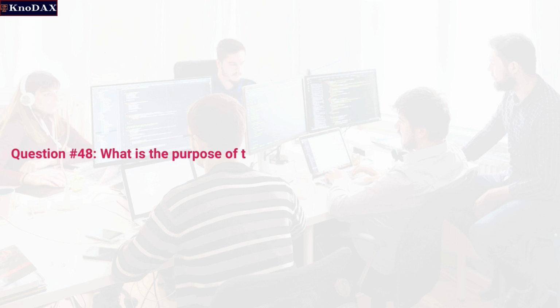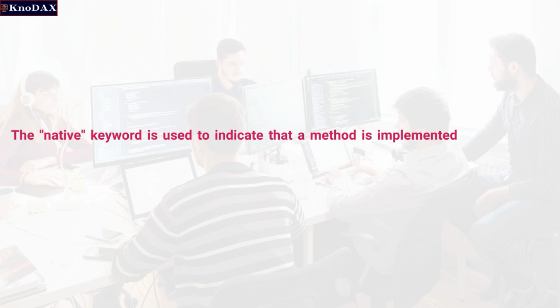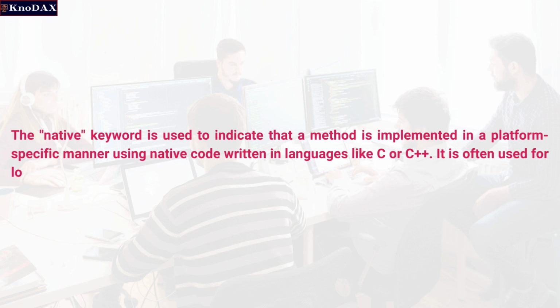What is the purpose of the native keyword? The native keyword indicates that a method is implemented in a platform-specific manner using native code written in languages like C or C++. It is often used for low-level operations or interfacing with system libraries.